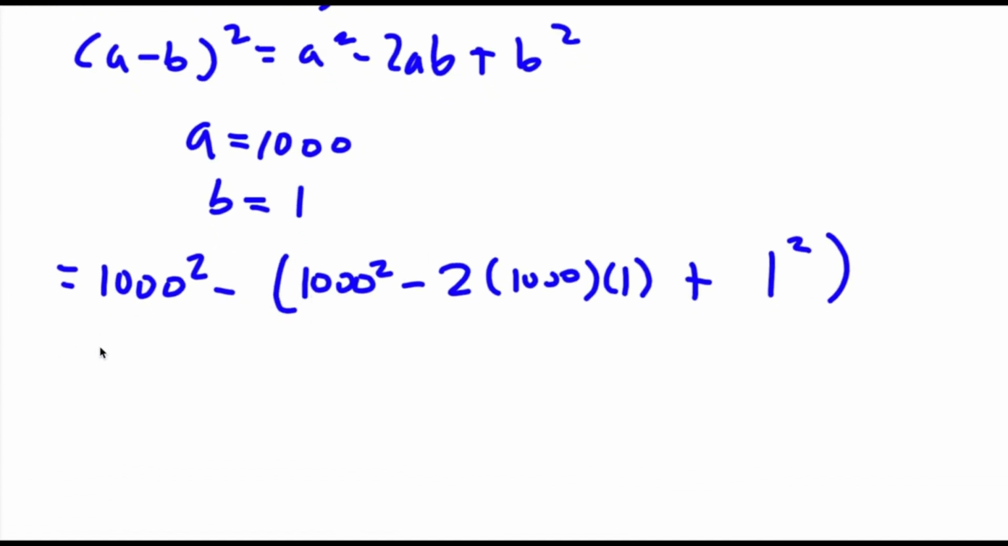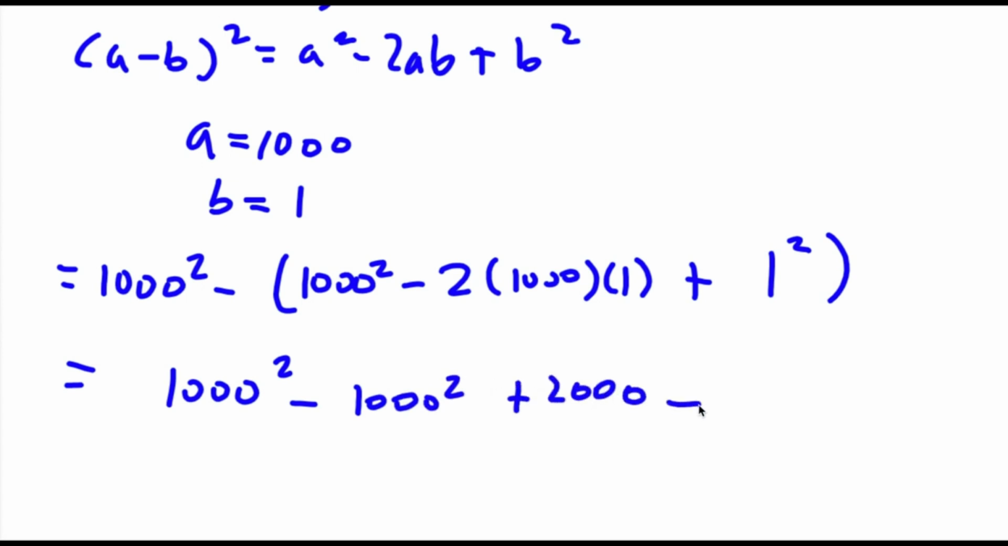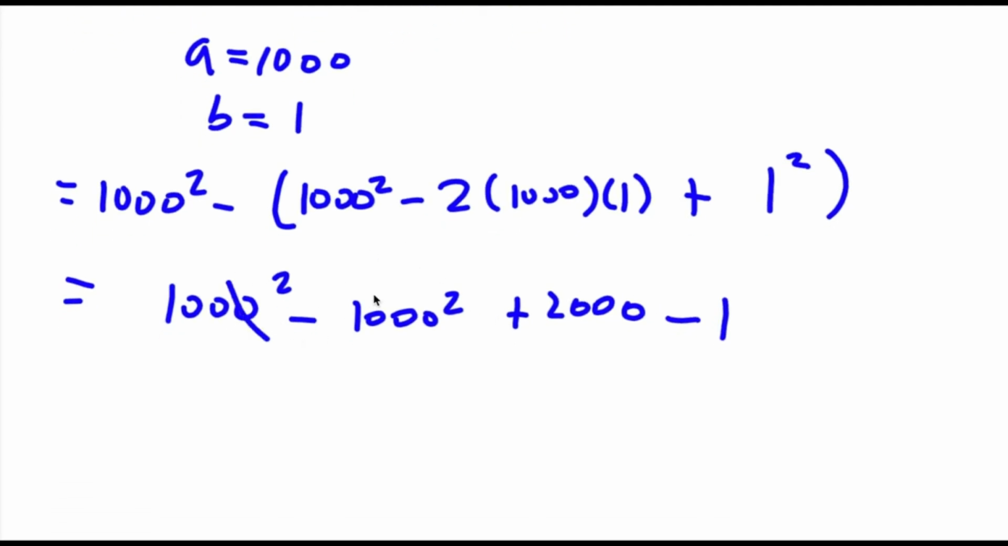And now this is equal to 1000 squared minus 1000 squared plus 2000 minus 1. Now 1000 squared and 1000 squared, these two will cancel out, so all I'm left with is 2000 minus 1, which is equal to 1999.